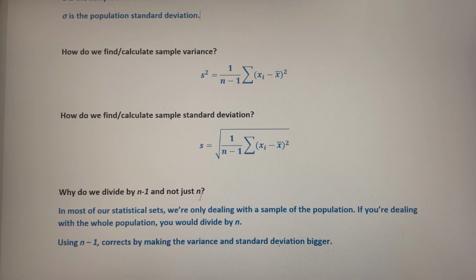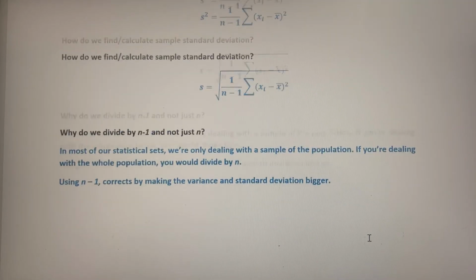We're not just dividing by n. The reason we're doing that is that in most statistical sets, you're only dealing with a sample of the population. In many cases, it's impossible or extremely difficult to get data on every member of a population. If you're dealing with the whole population, you're going to divide by n. But if you're dealing with a sample of the population, you're going to divide by n minus 1. What using n minus 1 does is it corrects by making the variance and the standard deviation both a little bit bigger. We have to realize we're working with a sample, so we need to make those variance and standard deviation numbers a little larger. So we divide by a smaller number.